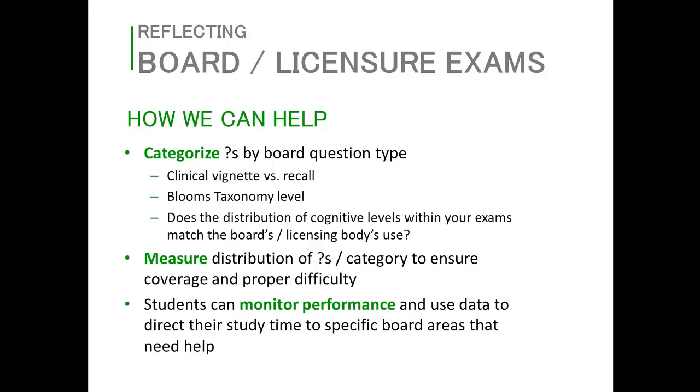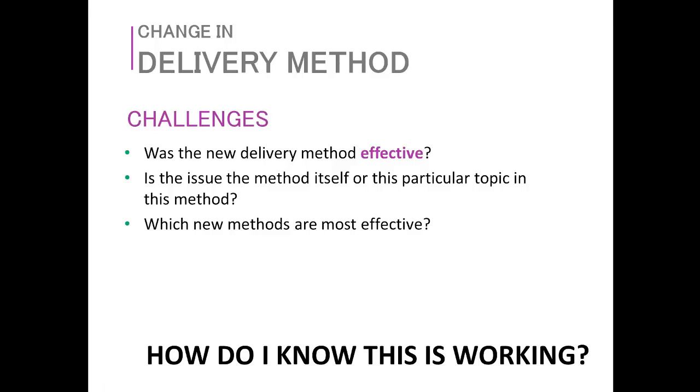So delivery method. Again, this is one of those that can be in all of them, that can be by itself. But with the changes in delivery method: is the new delivery method effective? If there is an issue, is it with the actual delivery method, or is it this topic in this method? Maybe adding a bunch of podcasts and e-learning modules was a great idea, and it's working wonderfully. But this particular topic or subject maybe just doesn't lend itself to that style of teaching. Or does this style of teaching just not lend itself to effective education? What is it going to be? Also, if you're putting in multiple new methods, which ones are most effective? Which ones are least effective? How do you adjust for that on the fly? And then, the overarching theme continuing to be, how do I know this is working?